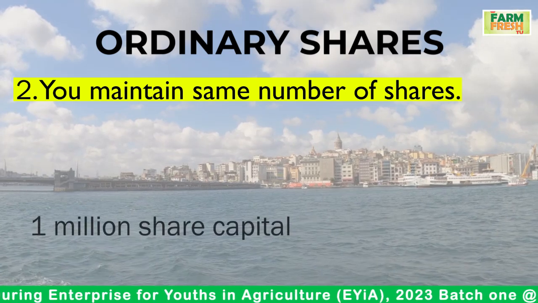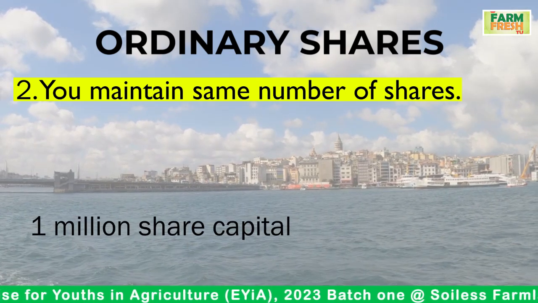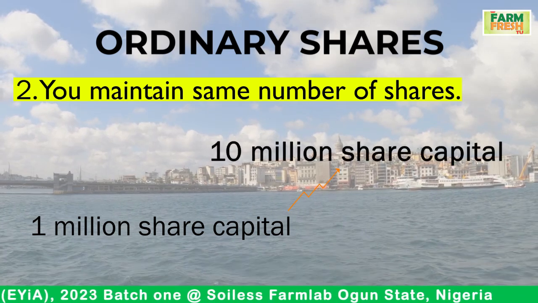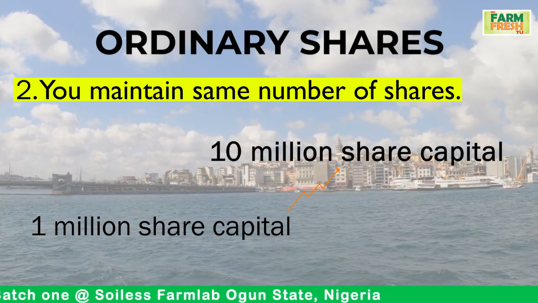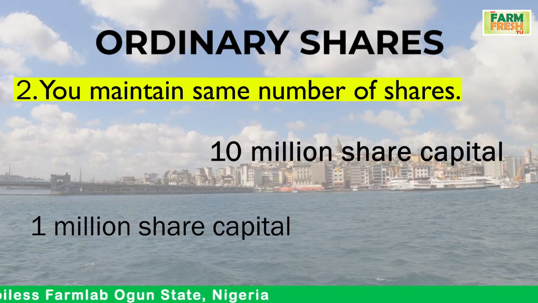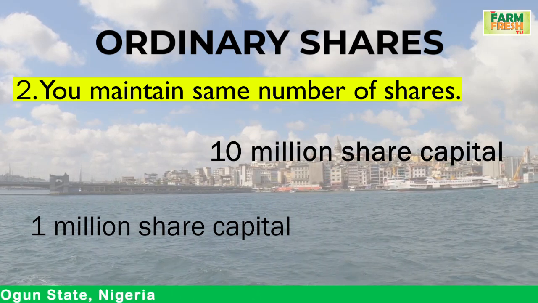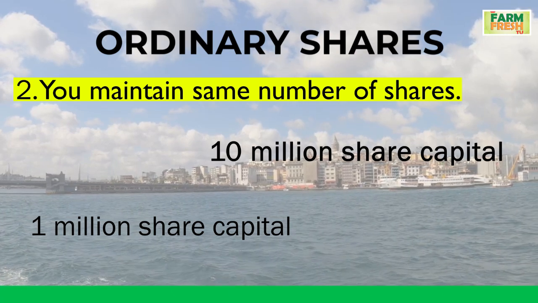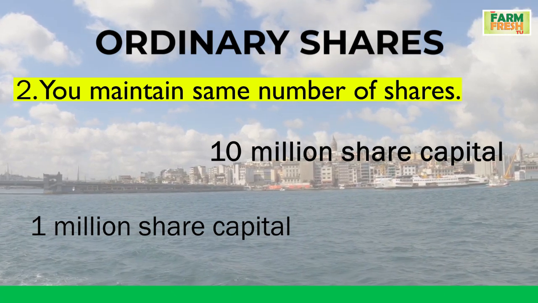Number 3, you get to maintain same number of ordinary shares when new shares are created. We had 1 million share capital before, right? We now went and said we want to increase to 10 million. By increasing to 10 million, you will think that my percentage of shares should now reduce because there are more shares. True or false?